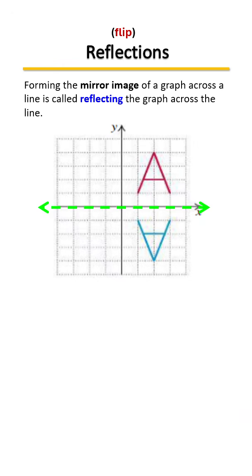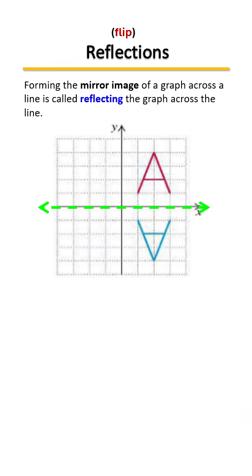Now let's look at reflections, which is nothing more than a flip. Forming the mirror image of a graph across a line is called reflecting the graph across that line. Now that line can be the axis, so in this case you see the letter A is being reflected across the x-axis, that line. It's also called flipping it the short way.